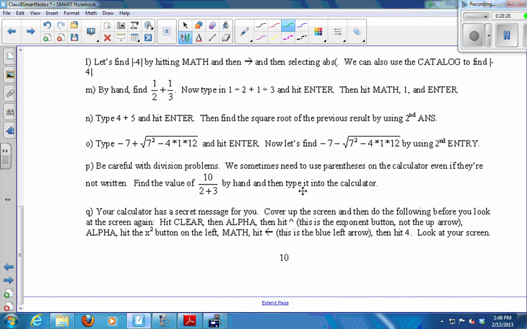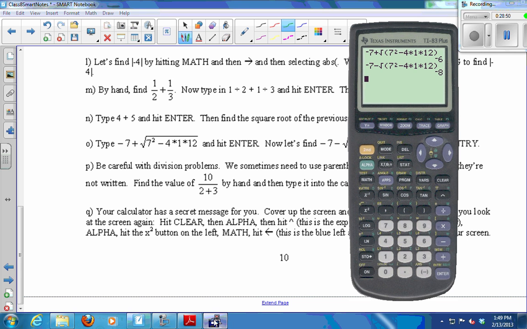All right, so you do have to be careful with division problems. Sometimes you need to use parentheses on the calculator, even when they're not written. So 10 divided by 2 plus 3, in your head, what should that come out to? 2, yeah, because we have imaginary parentheses around the top and bottom of a fraction. So you add the 2 and the 3, you get 5. 10 divided by 5 is 2. But if I type it in like that, 10 divided by 2 plus 3, I get 8, because what did the calculator do?